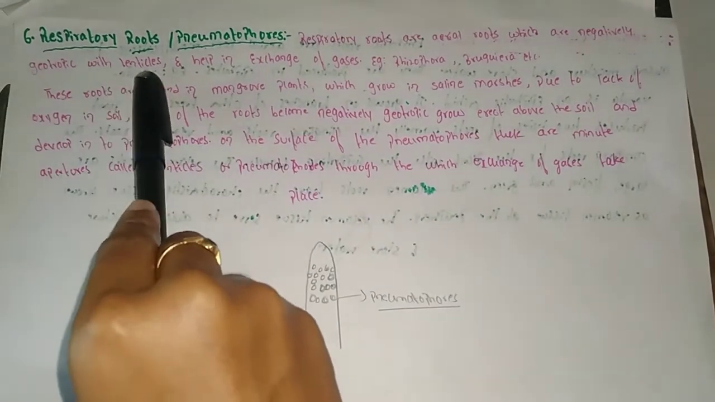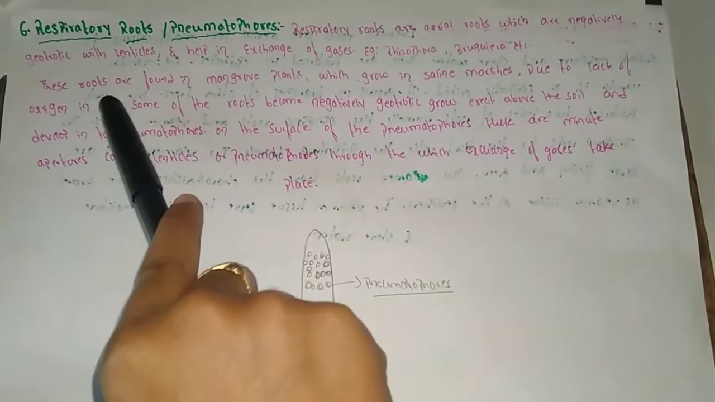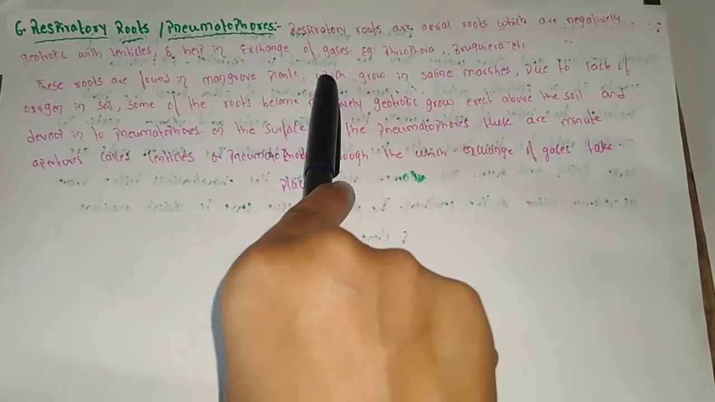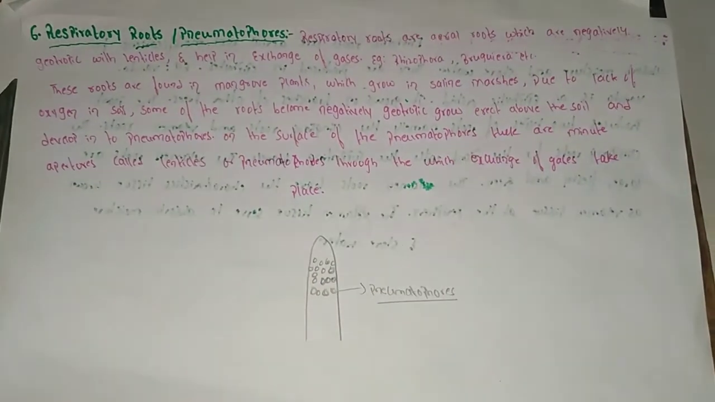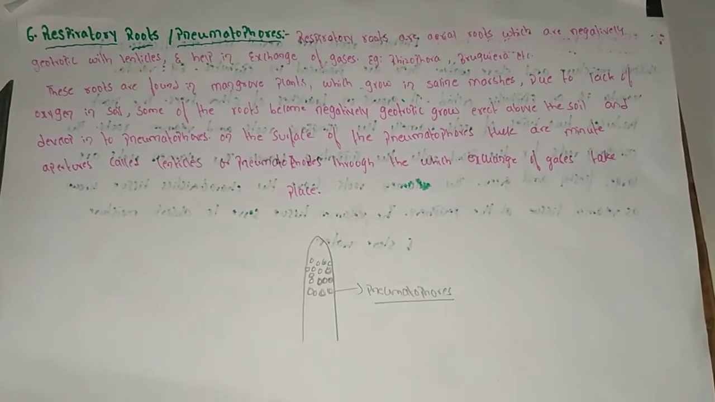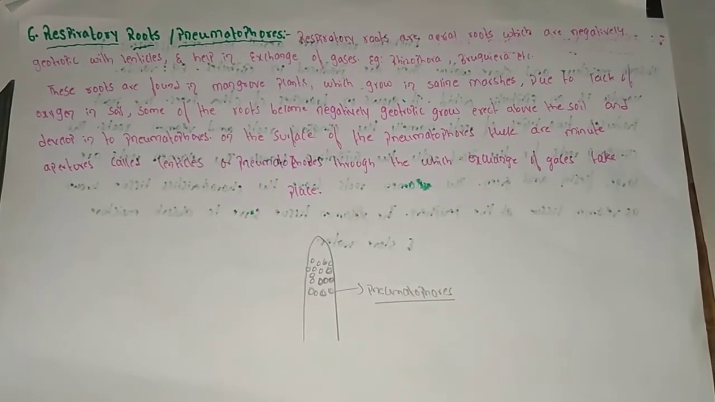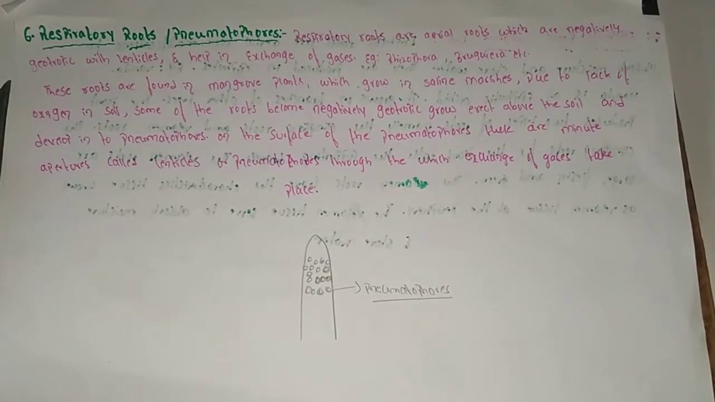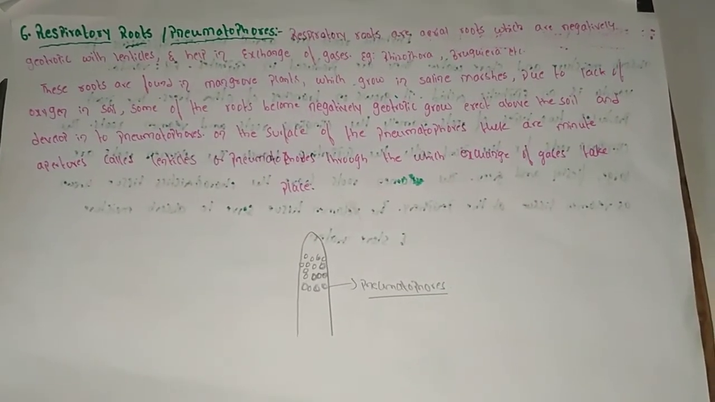The sixth type is respiratory roots or pneumatophores. Respiratory roots or aerial roots are negatively geotropic, with lenticels, and help in exchange of gases. Examples: Rhizophora and Bruguiera. These are aerial root modifications and negatively geotropic. Negatively geotropic means the roots grow upward above the soil, with lenticels, which are pore-like structures that help to exchange gases.